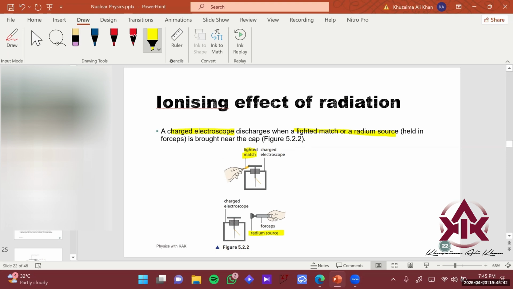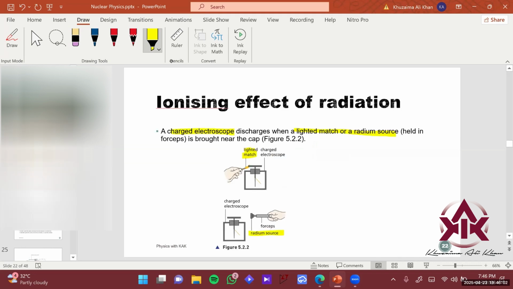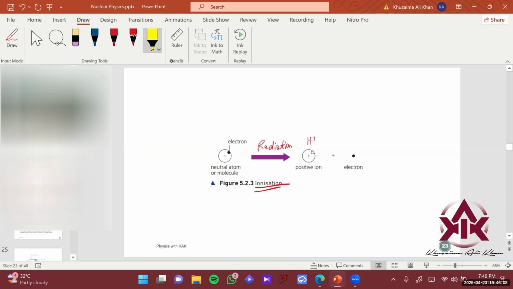Okay, so what is happening here? They are saying you have a charged electroscope which emits an electron. That is, it had a neutral atom. When you brought in a lighted match or a radon, that is a radioactive source, it carries out this process called ionization. Again, this is the effect of getting exposed to a radium source, explained using the experiment here.